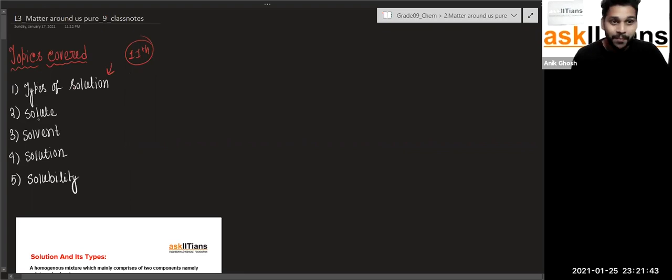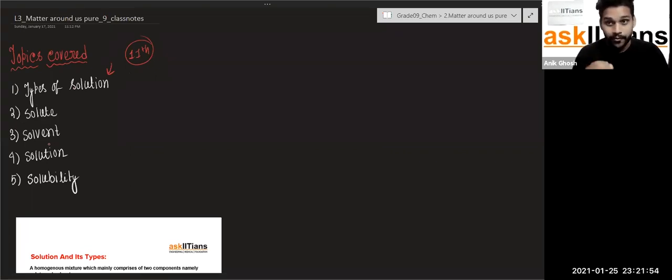So we would start with the solute, the solvent, and the solution first. After that, we would move on to the types of solutions and solubility. So first, we would start with solute, solvent, and solution.